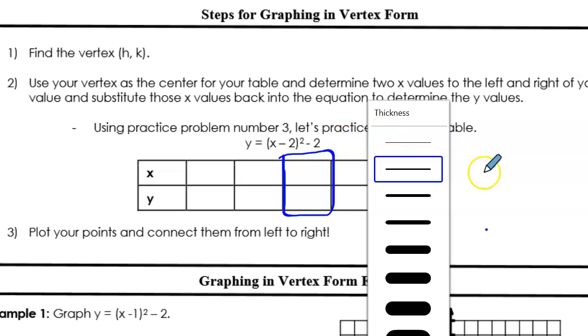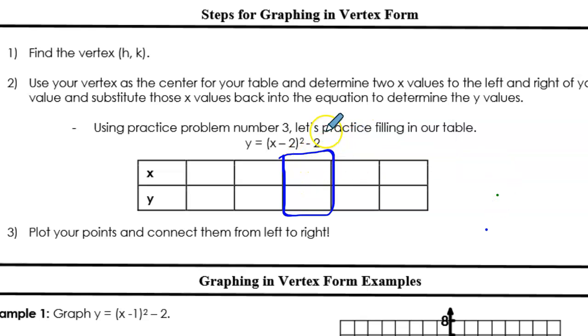So let's go ahead and put our h and k in the middle of our table. Our h is a positive 2 because we're making this xy coordinate. We always take the opposite sign of this. But our resulting y is negative 2. So this would be a point 2, negative 2.